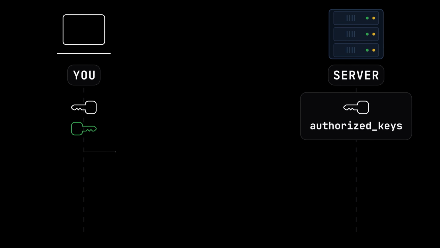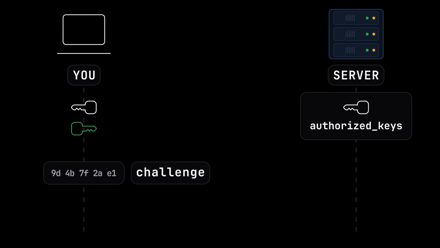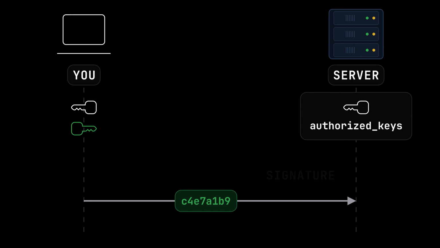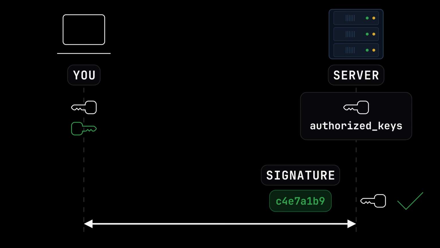Now when you try to SSH in, the server sends you a set of random bytes called a challenge. You hash the challenge and sign the hash with your private key and send back your signature. The server checks your signature against your public key. If it matches, the server authenticates you and you're logged in.